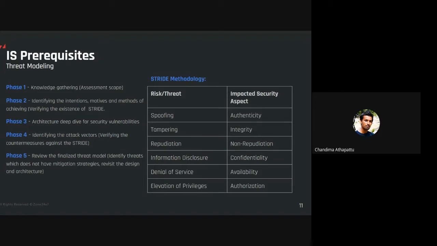STRIDE methodology is a very structured one, because we are covering most of the security elements. Actually, we can say all security elements, including CIA threats. We cover everything. As a risk, we identify each impacted security aspect so that we cover the whole scope of threats. That's why we do the STRIDE methodology. There are different methodologies for threat modeling, but STRIDE is very popular and commonly used, right?